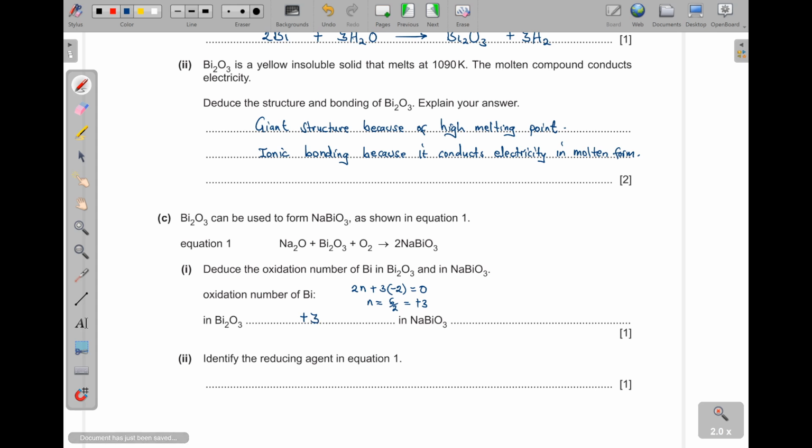And then for this one here, for sodium, remember sodium is in group 1, so it loses 1 electron, then it becomes positively charged, so that is a +1. Then for bismuth, I don't know. And then for oxygen, there are 3 of them, and each of them is having an oxidation number of -2, so this one is equal to 0. Then N is going to be, this one is -6 plus 1, that gives us -5. When it crosses, this one becomes +5. So the answer I'm going to have here is +5.